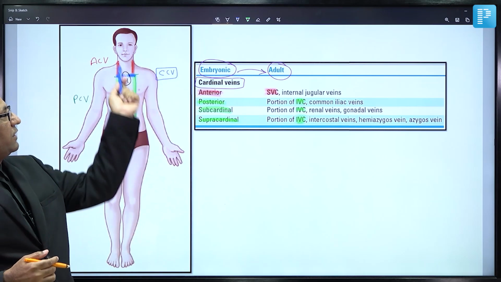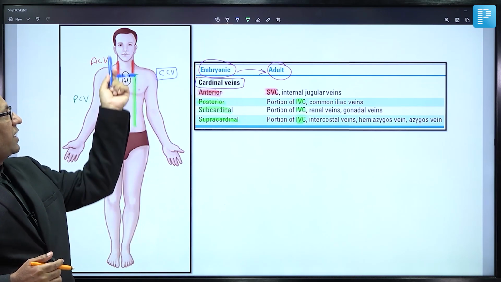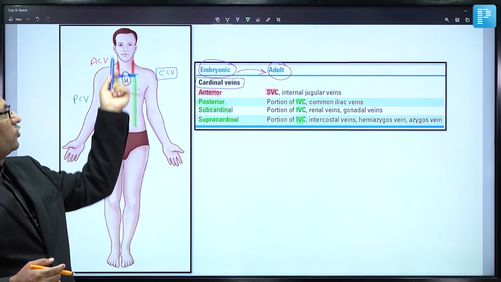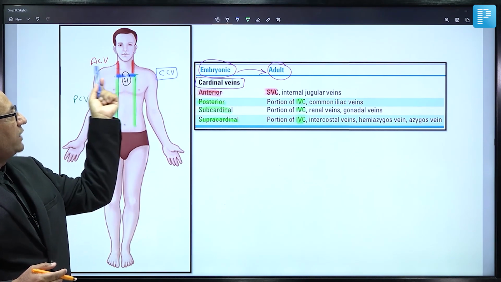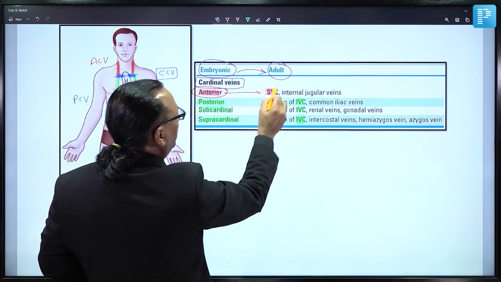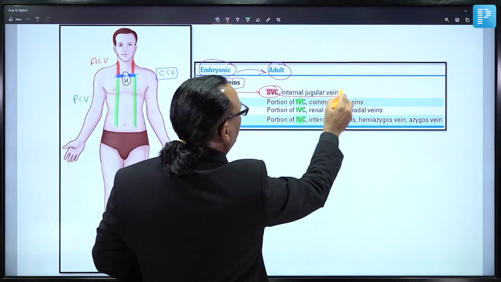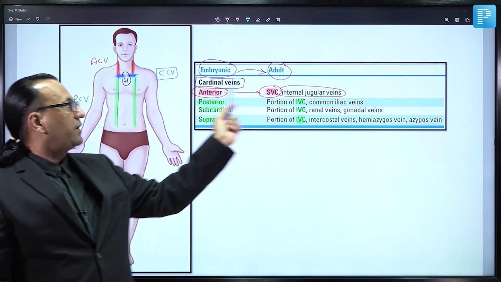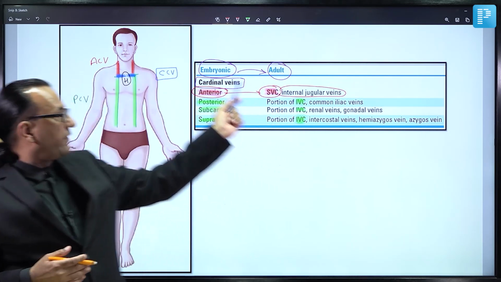Now, obviously, the anterior cardinal veins, since they are in the head and neck region and upper limb region, will be contributing towards the internal jugular vein and superior vena cava as seen here. So, anterior cardinal veins contribute to the superior vena cava and internal jugular vein, basically draining the head and neck region or the upper body. Anterior cardinal veins are for draining the upper body.